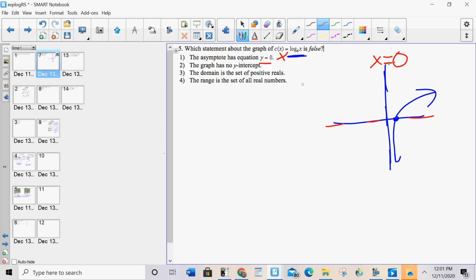The graph has no y-intercept. That's correct. It never hits the y-axis. The domain is positive reals. Yes, the x values start at 0, but not including 0, and go on forever. The range is all real numbers. Yes, it goes on forever in both directions. Choice 1 is false. Could you type in log base 6 of x and look at it?